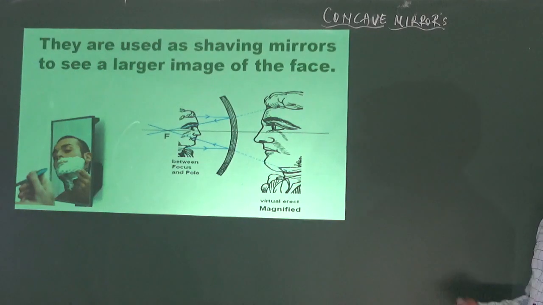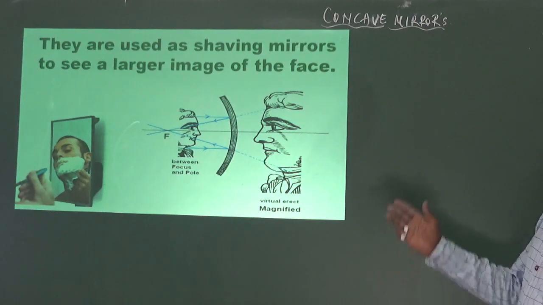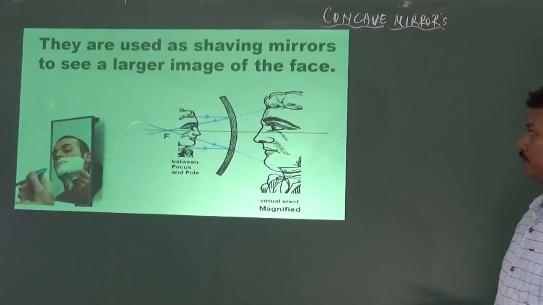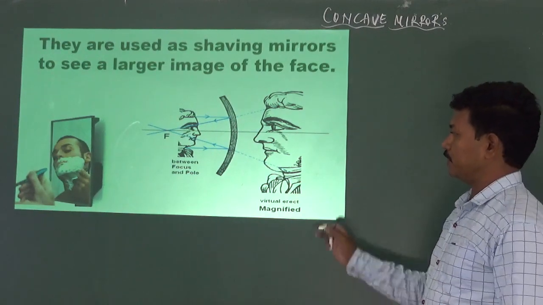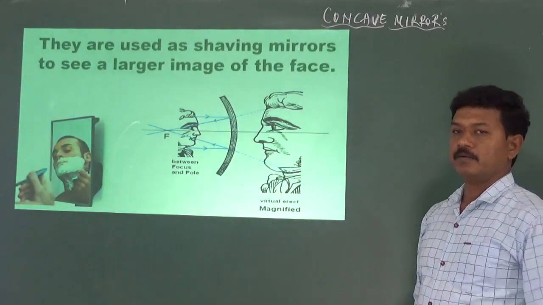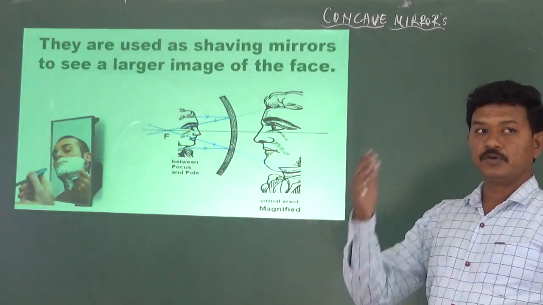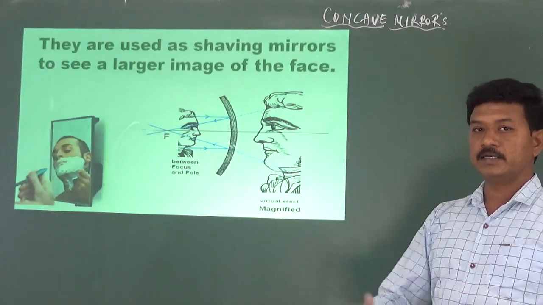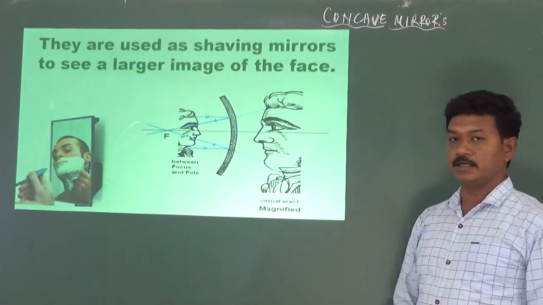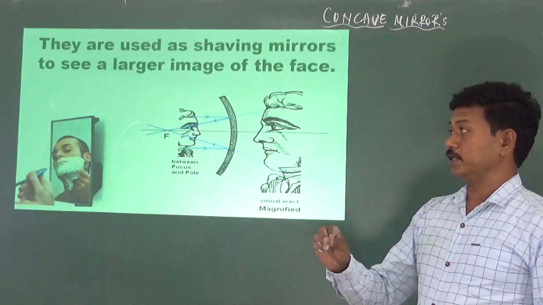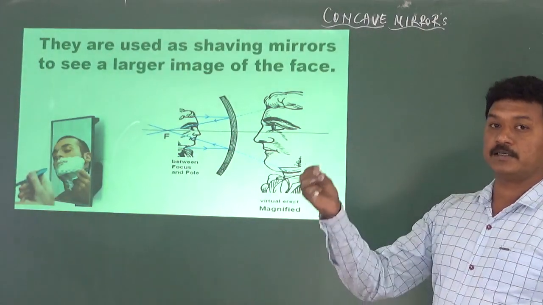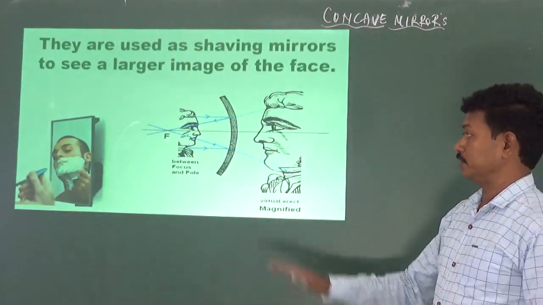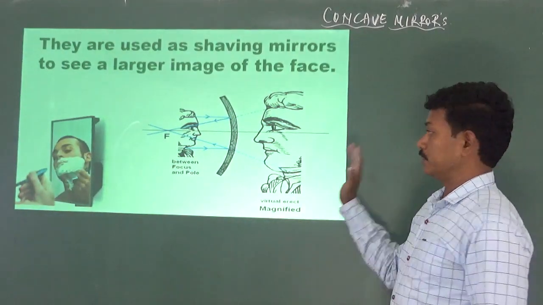The second, very important, use of concave mirrors is that they are used as shaving mirrors to see a larger image of the face. Here it's very important: you should not just memorize the uses of concave mirrors by heart, recalling everything and writing it to get 2 marks. That's not the big criterion here. Why are shaving mirrors particularly made of concave mirrors? What is the reason? You have to understand the concept.